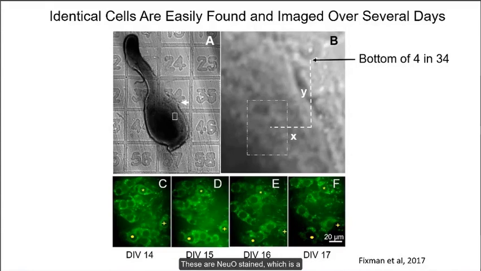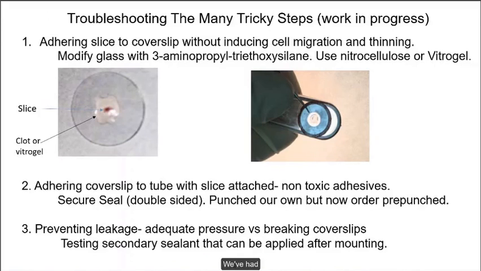These are NeuO stained, which is a viability stain for neurons. You can find the exact same neurons that you want to look at. We've had problems with modifying this, but now I think we're lucky and we're hoping that these are worked out. Isaac will tell people a little bit about the method today when he does the workshop.